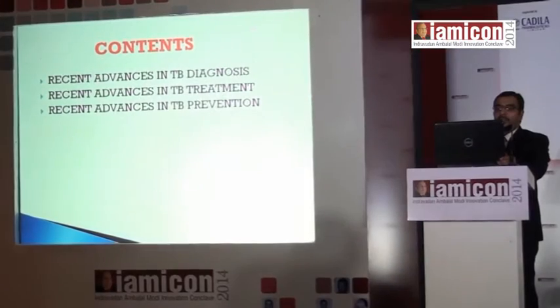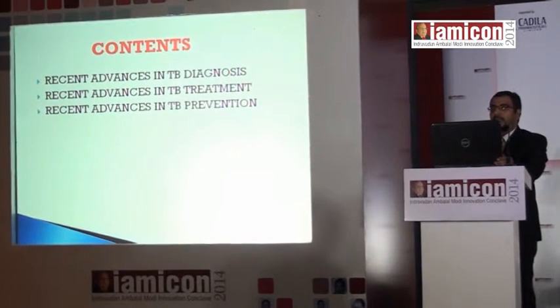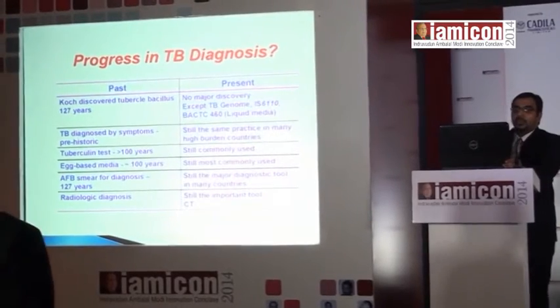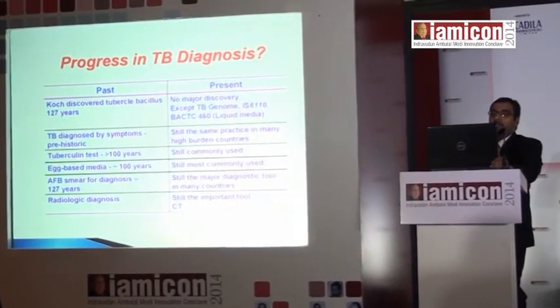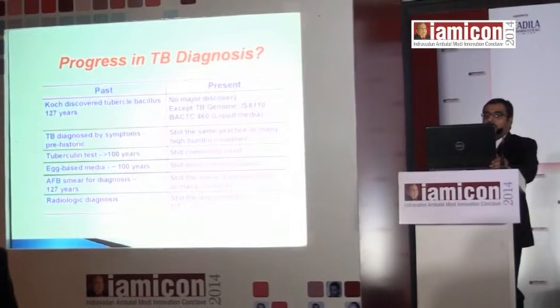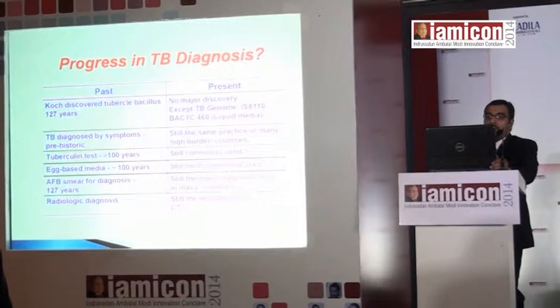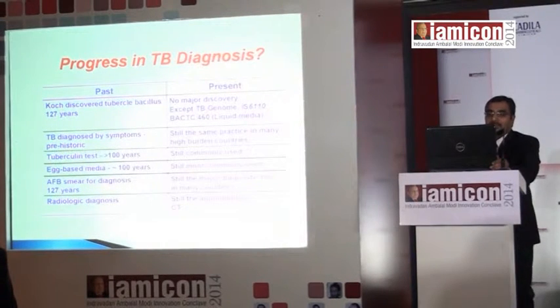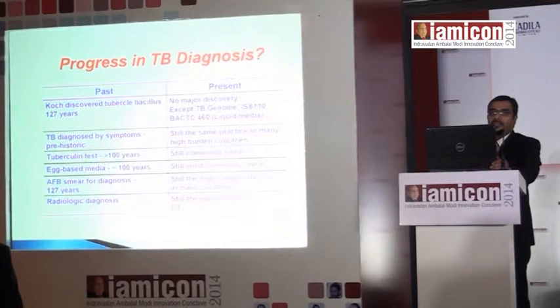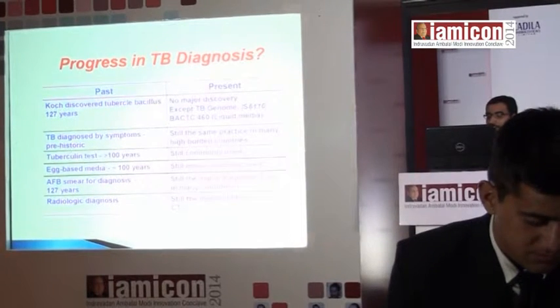I divide my topic into three parts: recent advances in TB diagnostics, recent advances in treatment, and in prevention. So what progress have we made from past to present? The tuberculosis bacillus was discovered 127 years back by Robert Koch. Since then, the main diagnostic tools are symptoms, tuberculin test, egg-based solid media, and X-ray, which were developed around 100 years back. Even now, they are major. These are the diagnostic methods.